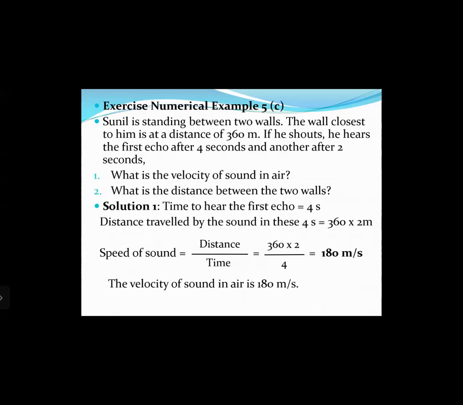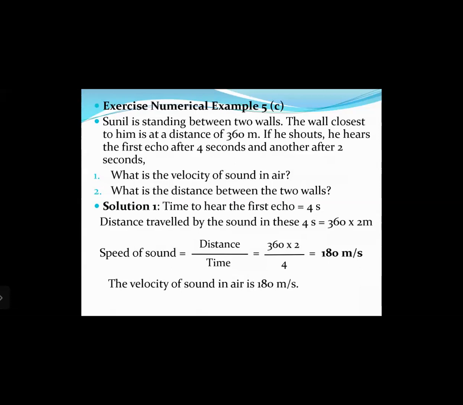The wall closest to him is at a distance of 360 meters. If he shouts, he hears the first echo after 4 seconds and another after 2 seconds. We have to calculate what is the velocity of sound in air and what is the distance between the two walls. So the first part of the solution is, time required for the first echo is 4 seconds.